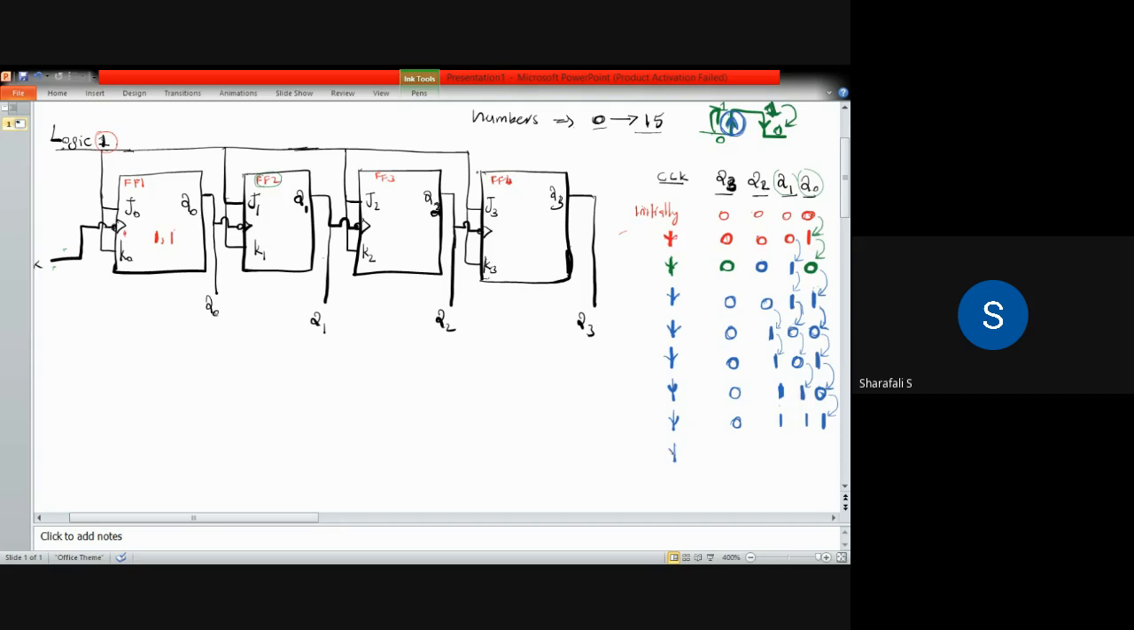And for the next clock pulse, Q0 again changes from 1 to 0. So it is changing from 1 to 0, which means that it is at the negative edge of the clock pulse. Because of that, Q1 changes. Q1 again changes from 1 to 0. So again, Q1 is also at the negative edge.